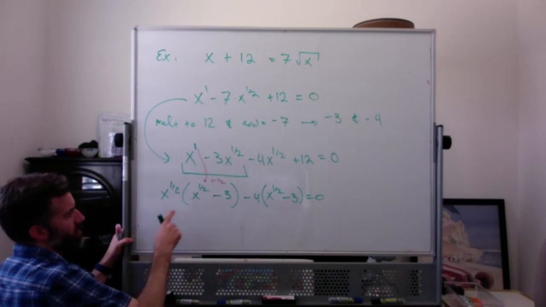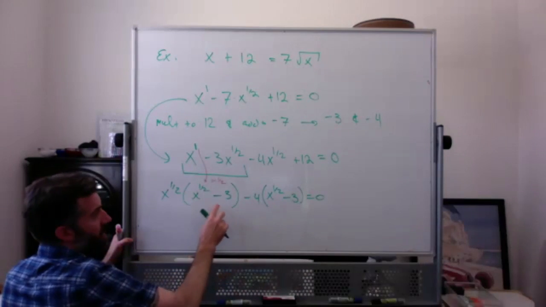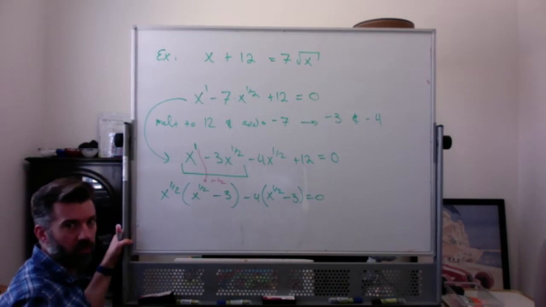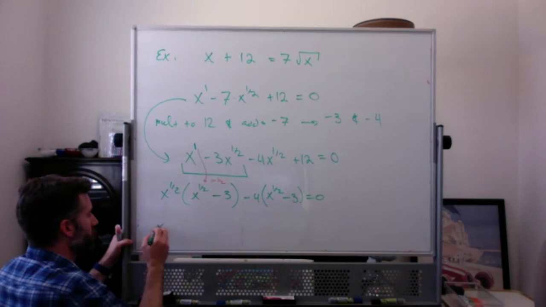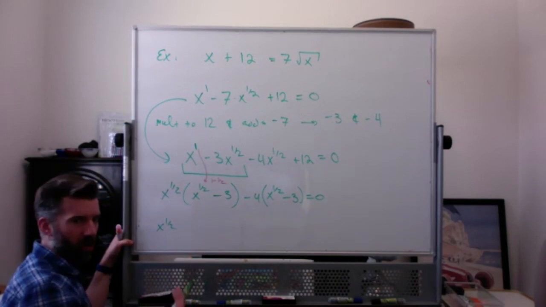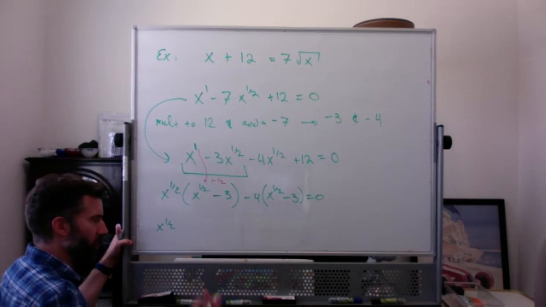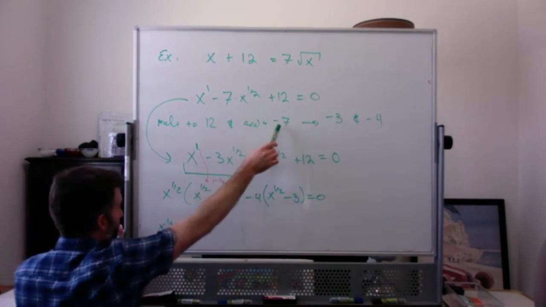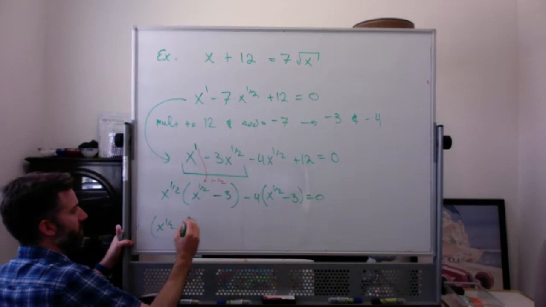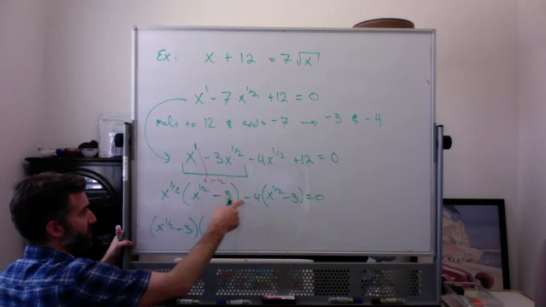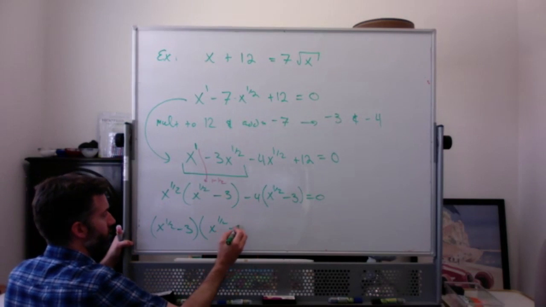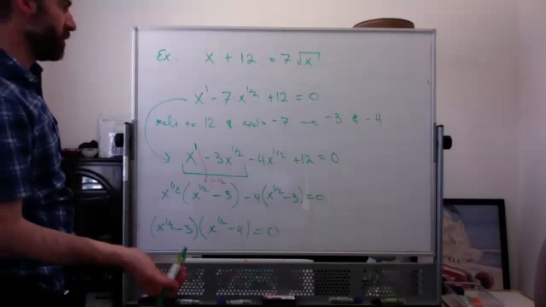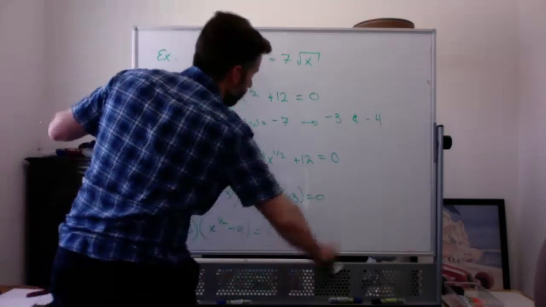So let's see. Factoring out the x to the 1/2 -3, and they are the same, so I can factor by grouping. You're always going to be able to factor by grouping if it's this kind of deal. If we're using this method, you're always setting yourself up so that factoring by grouping will work, as long as you can multiply to this and add up to that. So x to the 1/2 -3 times x to the 1/2 -4 equals 0.